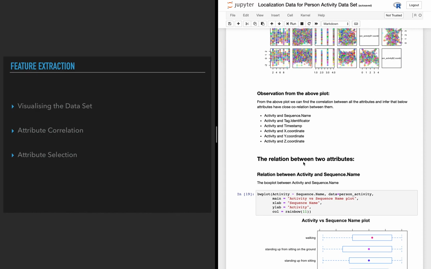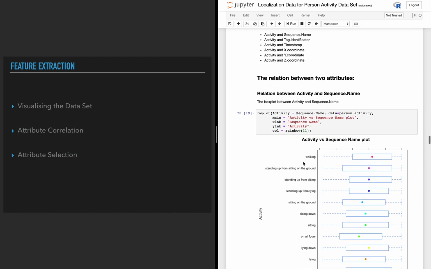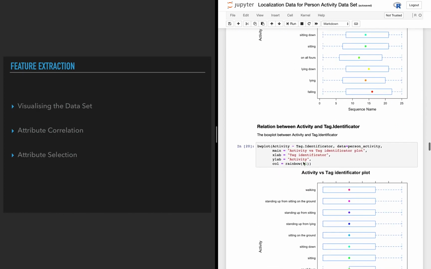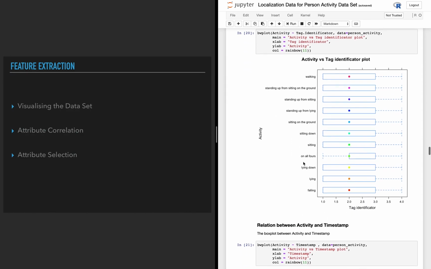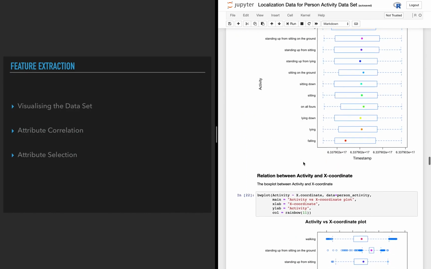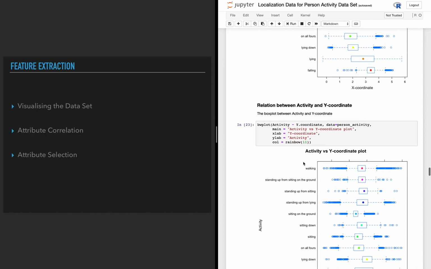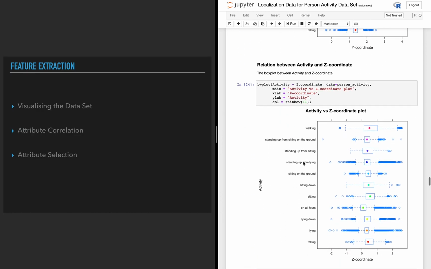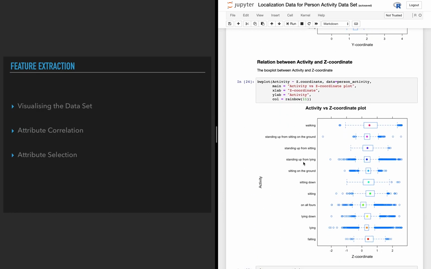Let's have a look at the variation between each attribute activity-wise. As we can see from the box plots for the activity versus tag identifiers, the timestamp, the X, the Y, and the Z coordinates, we are able to make out how each attribute varies with activities. Thus, this gives us a good sense of which attribute to select for the purposes of training our model.